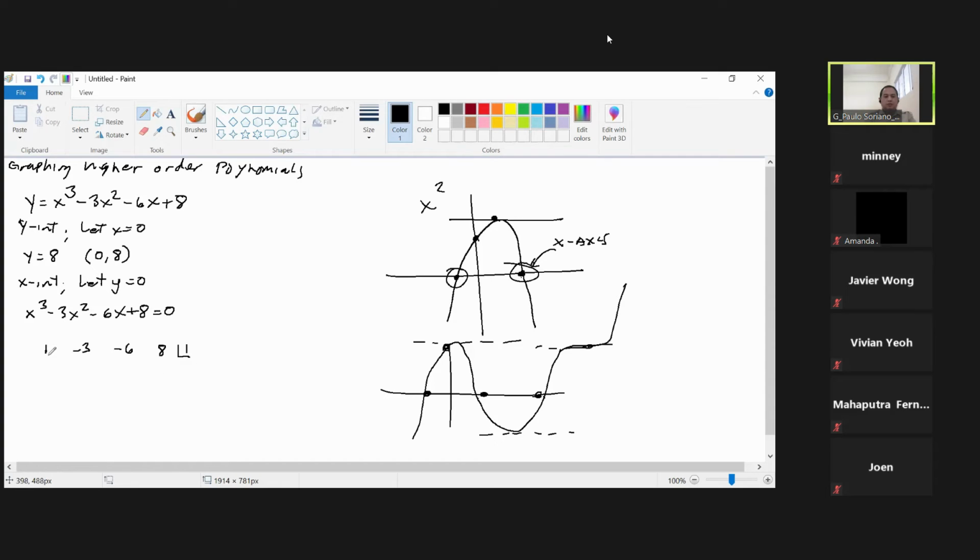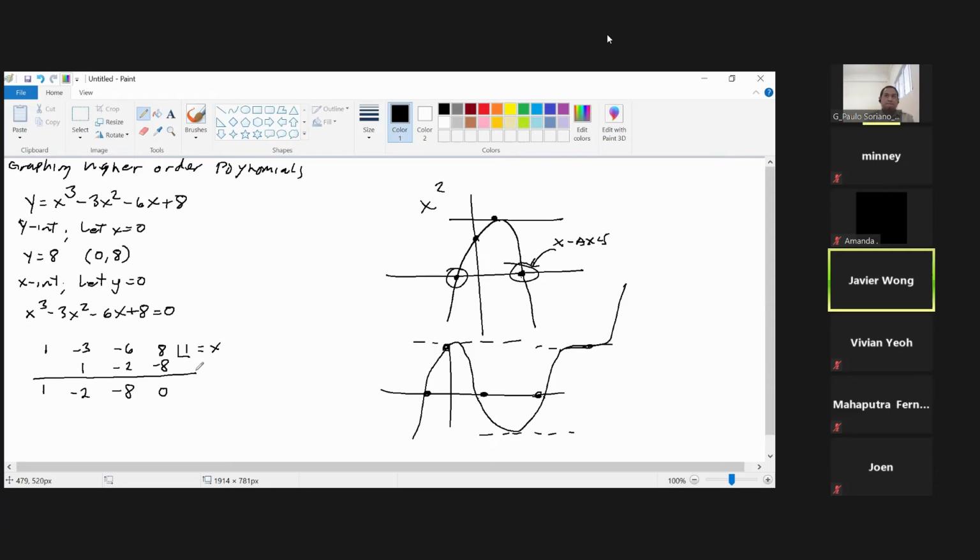What do we have? 1, negative 2, negative 8, and then after that 0. So the negative 8 x and 0, minus 1. We have here our first x minus 1, or the value of x is equal to 1. Right? I think so. Is that how we use synthetic division?